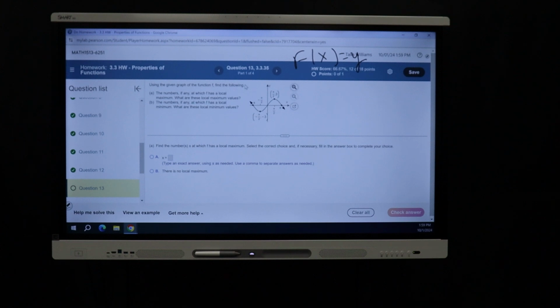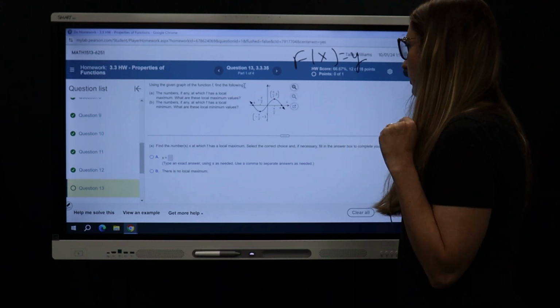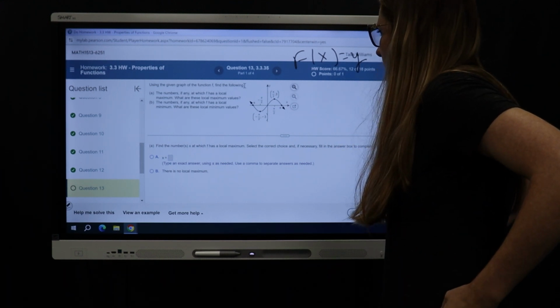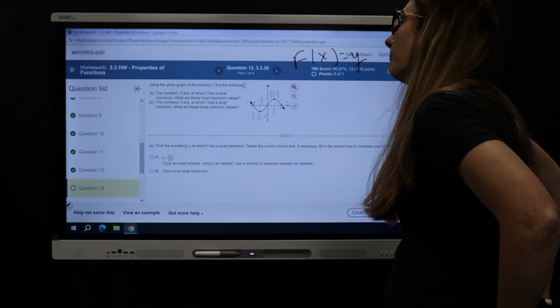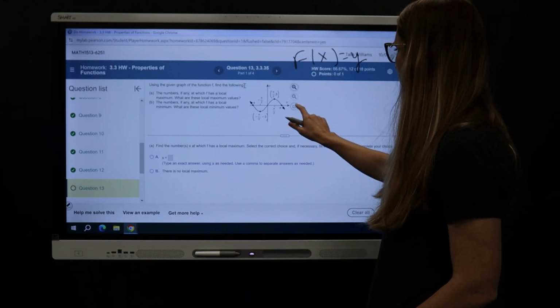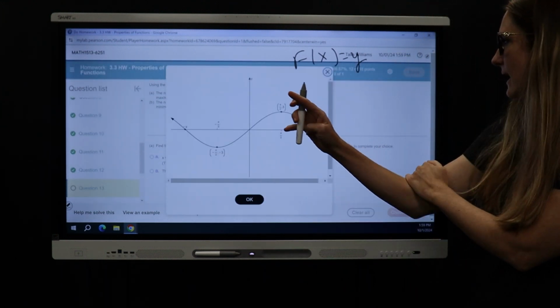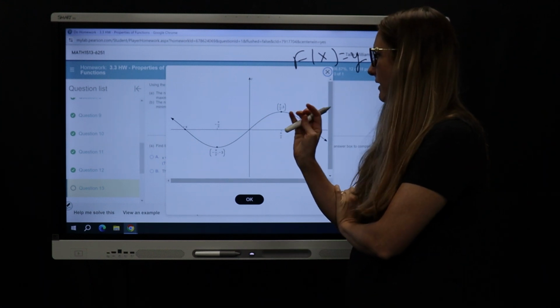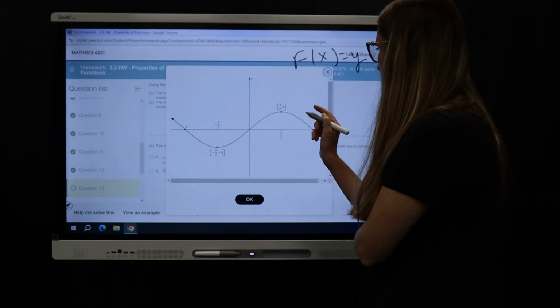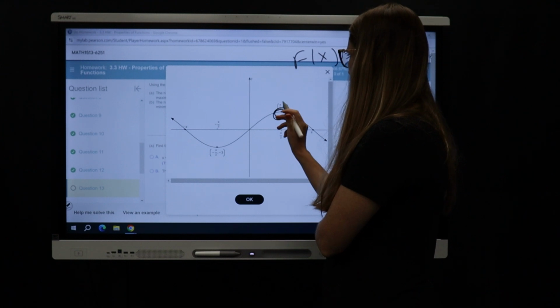Using the given graph of the function f, find the following. The numbers, if any, at which f has a local maximum. What are these local maximum values? The numbers, if any, at which f has a local minimum. What are these local minimum values? Okay, since it has our arrows at the end, that's why we don't have absolute. Our local maximum is going to be right here. This is our local maximum.